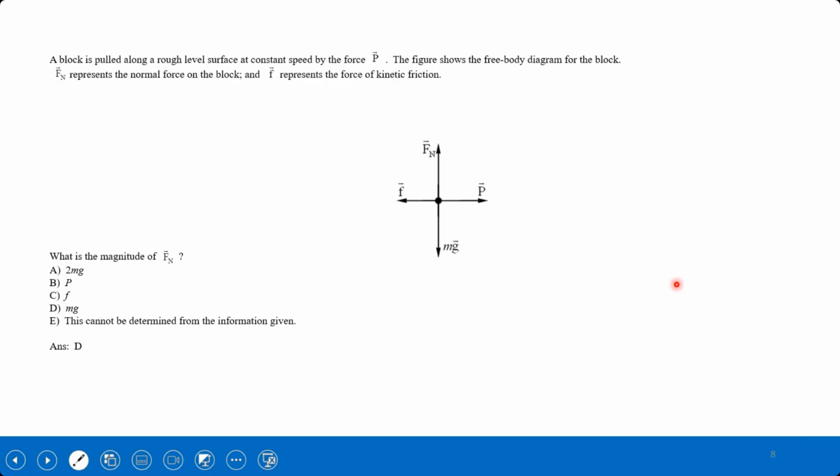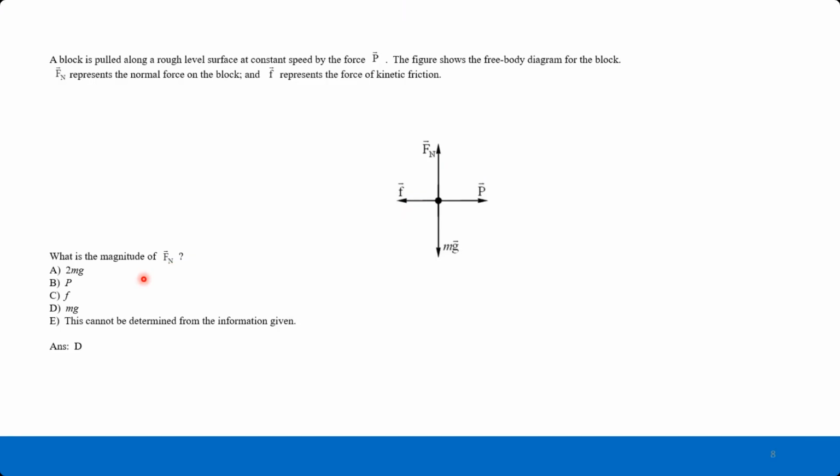So let's check a couple of small examples. I have here a block pulled along a rough level surface at a constant speed by the force P. The figure shows the free body diagram for the block. Fn represents the normal force, and F represents a friction force. We're going to be talking more in detail about these different forces and when we see them. The question is, what is the magnitude of the normal force?